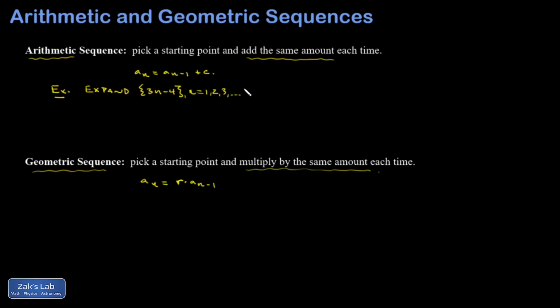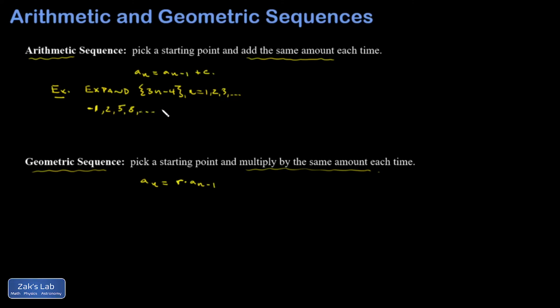In the first one, I want to expand this sequence 3n minus 4. So I have a function that generates the an's. I'm going to plug in n equals 1, and I get negative 1. So 3 times 1 minus 4 is negative 1. Plug in 2 and I get 6 minus 4, that's 2. Plug in 3 and I get 9 minus 4, that's 5. Plug in 4 and I get 12 minus 4, that's 8. And so on and so on.